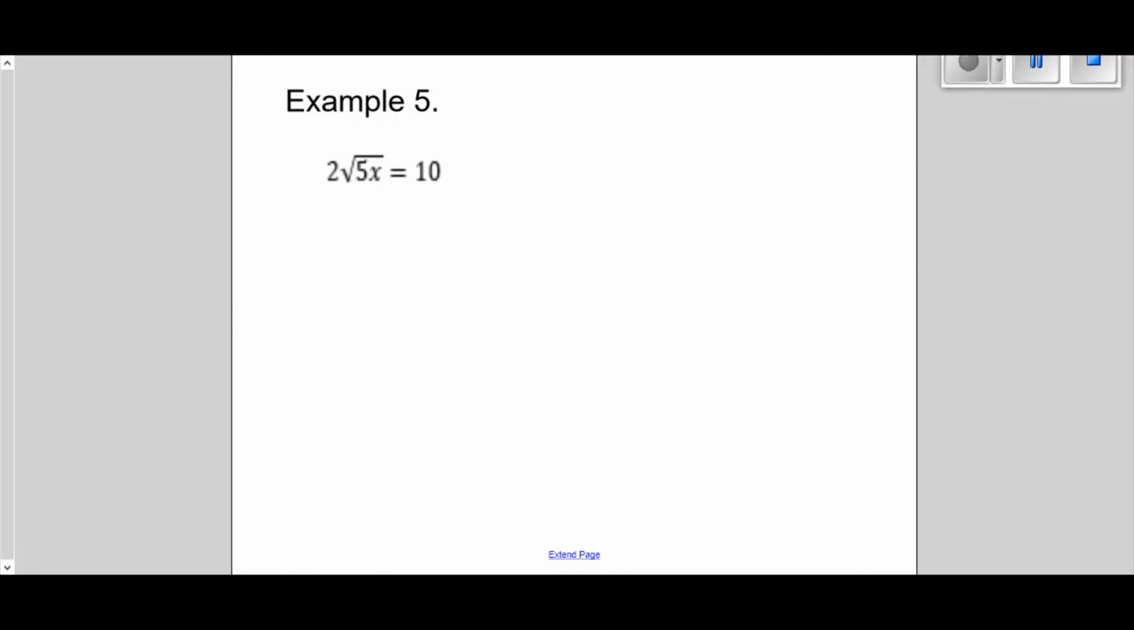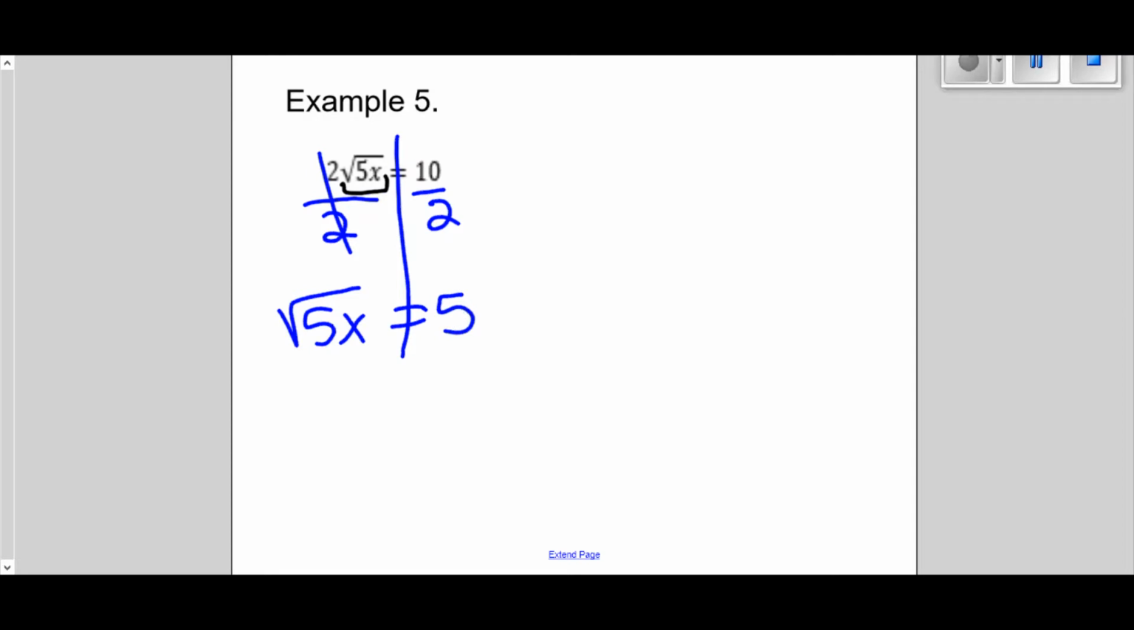Example 5. So 2 times the square root of 5x equals 10. So here, notice I have a 2 on the outside of the square root. So here's my square root. And now the outside I have a 2. So first I need to get rid of that 2. So I'm multiplying my square root by 2. So to undo the multiplication by 2, I'm going to divide both sides by 2. So those 2's cancel. So I have the square root of 5x equals 5.